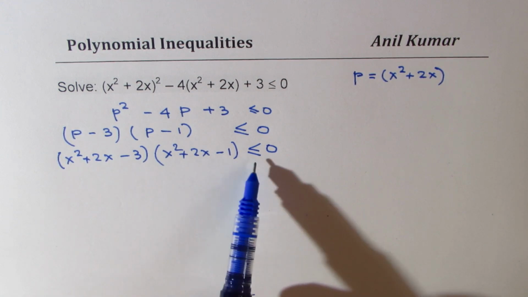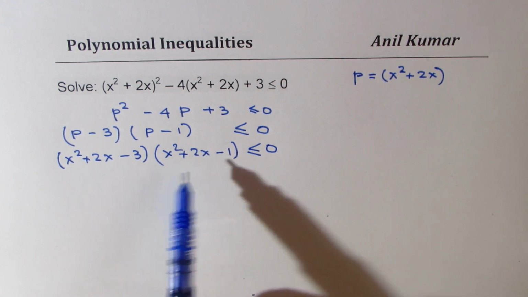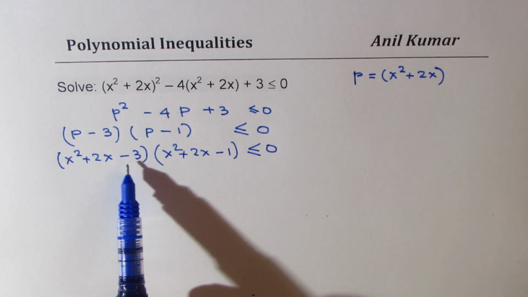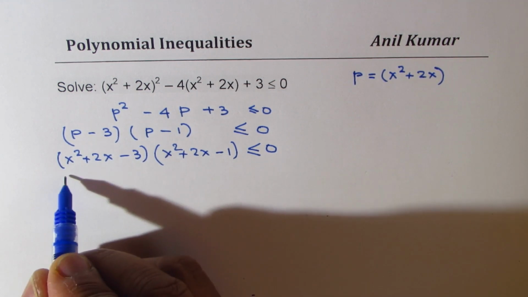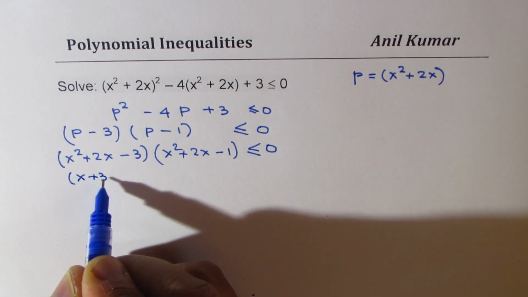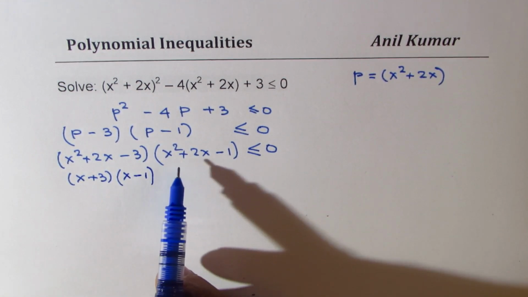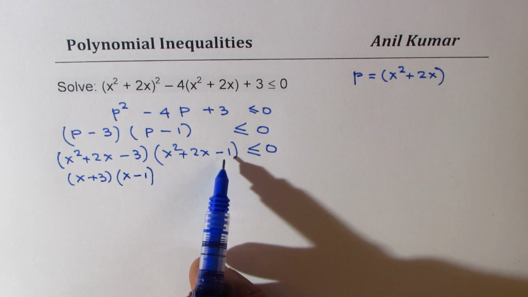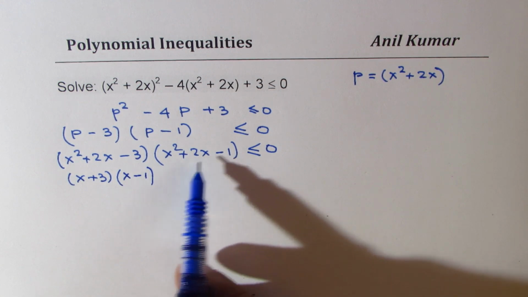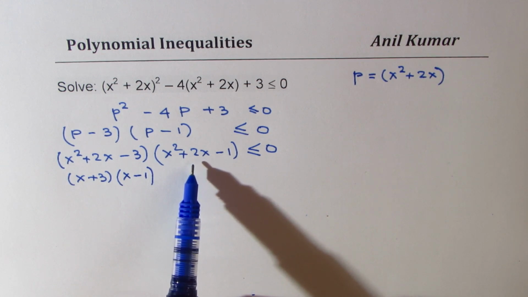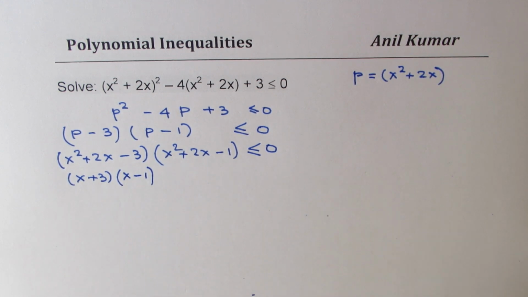We now get quadratic functions which can be further factored, or you could find zeros for these. Now for this one, minus 3 means 3 times 1, 3 being positive, so we could write this as x plus 3 times x minus 1. Here we need a product of minus 1 but the sum is plus 2, so you cannot really factor it. So to find the roots of this one, we need to apply the quadratic formula. So let's do that on the right side.